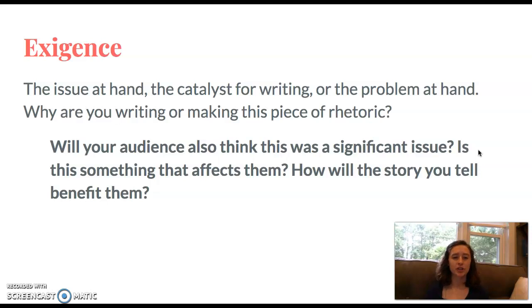And you want to think about questions about your audience. Everything's always connected back to audience. So will your audience also think this is a significant issue? Do you need to give some context for why it is significant? Is it something that affects them? And how will the story you tell benefit them? And your exigence is really important in thinking about yourself. Why am I writing about this issue? Why is it important to me? And timeliness. What's going on in the world that makes me think this is the issue that I need to be writing about right now?